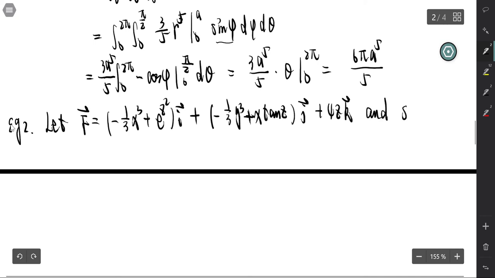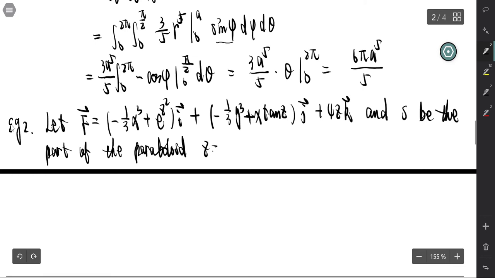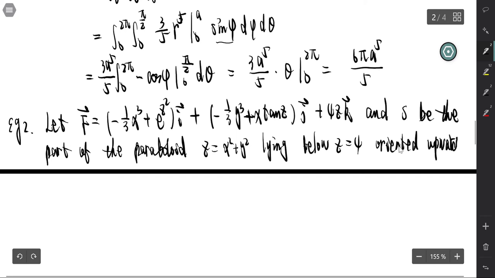And S is the part of the paraboloid z equals x squared plus y squared below z equals 4, oriented upward. Compute the flux of F through S.